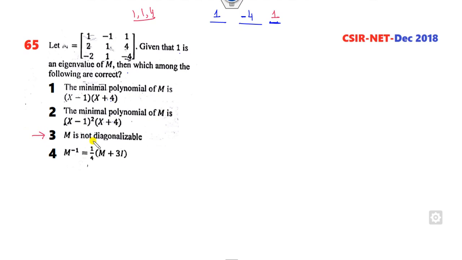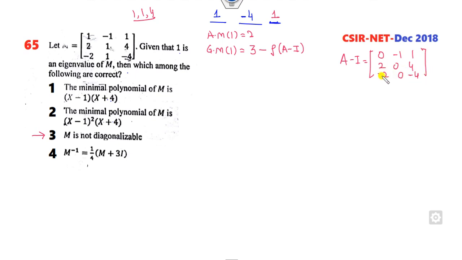Firstly, we will check whether it's diagonalizable or not. Algebraic multiplicity of 1 is 2. We can find the geometric multiplicity of 1, that is 3, the number of rows, minus rank of A minus I. So what is A minus I? You can see 0, minus 1, 1, 2, 0, 4, minus 2, 0, minus 4. Clearly, if you add them, it will be 0, 0, 0. Rank is 2. So it is 3 minus 2, 1, which is not equal to the algebraic multiplicity. So M is not diagonalizable, that's a correct statement.